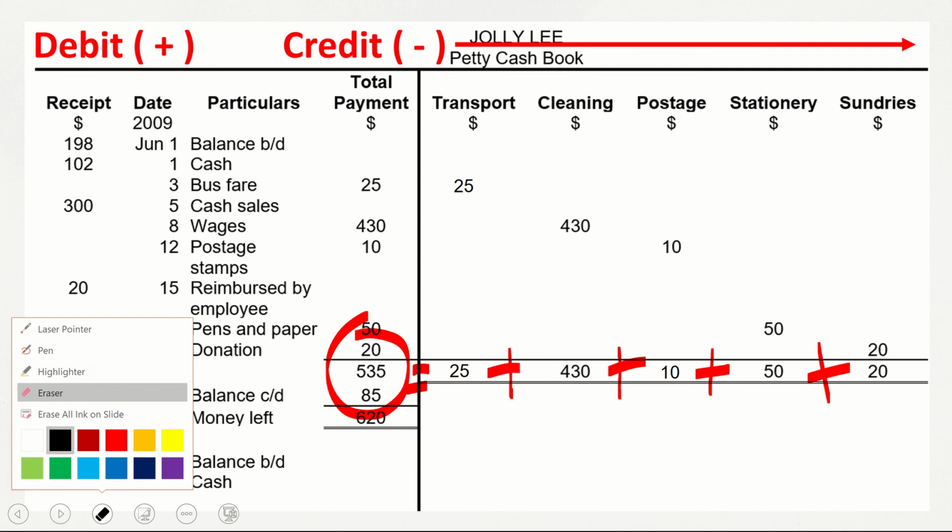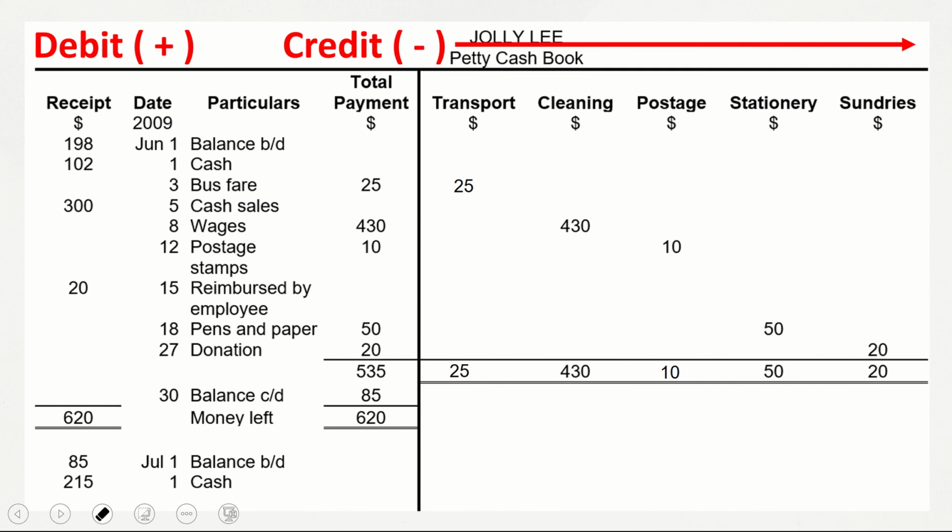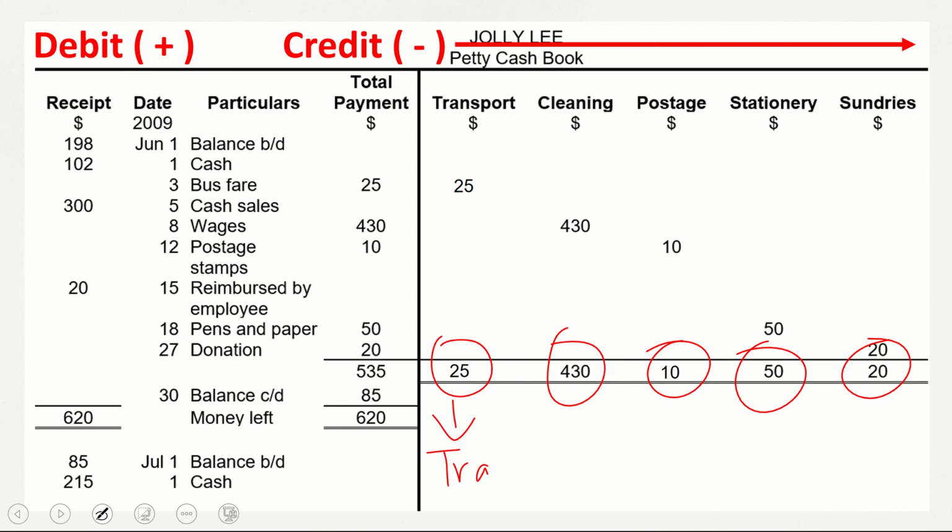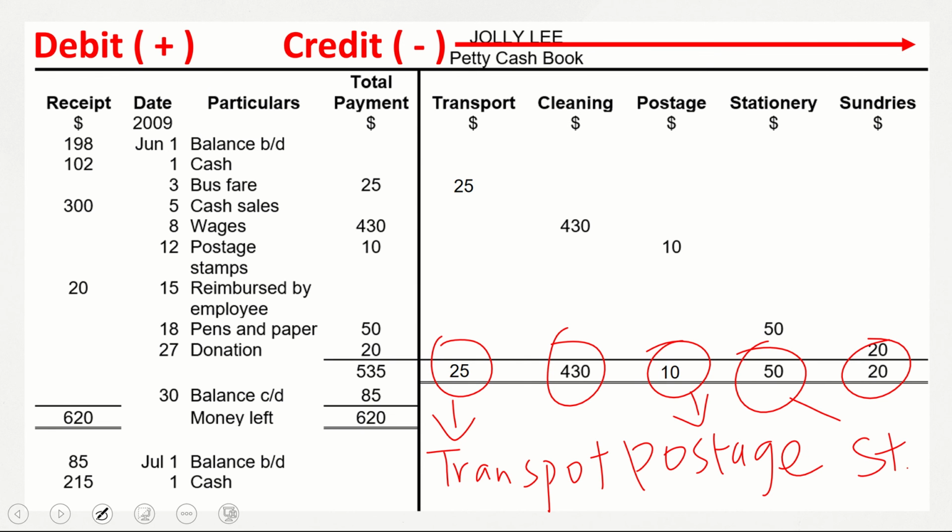All right, how does this get posted into the general ledger? Actually, all these numbers, 25, 430, 10, 50, 20, get posted into the individual transport account, the individual postage account, the stationery account inside the general ledger. So the individual numbers get posted into the general ledger.